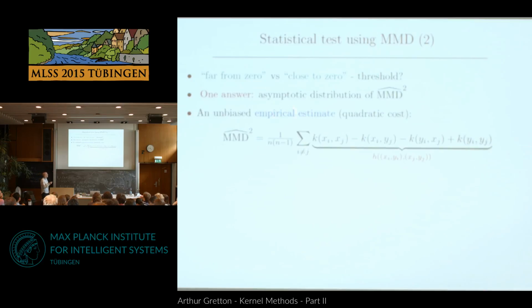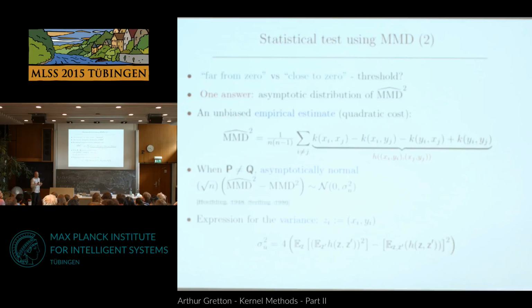Okay, so here is my distance between P and Q. I've got the average similarity between points of P, the average similarity between points of Q, and then the average similarity between samples from P and samples from Q. Okay? So let's say that P and Q are different.